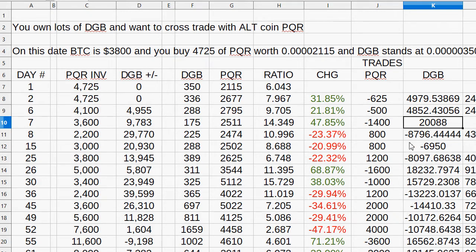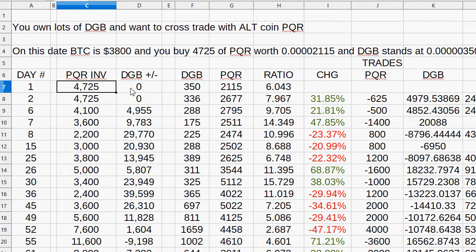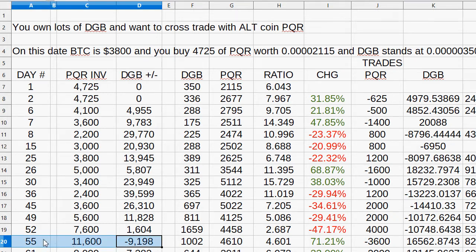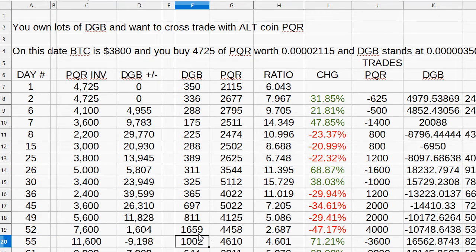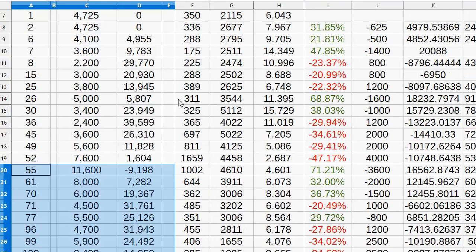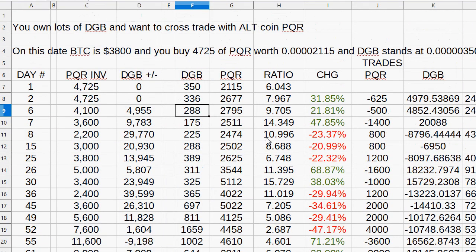So what I did is apply this to a whole bunch of periods, starting off with 4,725 PQR. I'm assuming you have a whole whack of DGB, and I'm just doing plus or minus how many you're up. In some cases, as we can see here in row 20, we assume that the price of DGB goes down, so you end up actually selling into it.